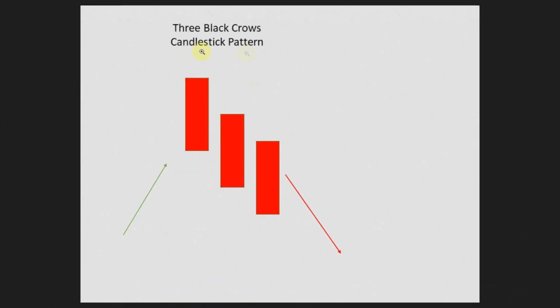The three black crows is a multiple candlestick pattern which is formed after an uptrend indicating bearish reversal. These candlesticks are made of three long bearish bodies which do not have long shadows and open within the real body of the previous candle in the pattern.